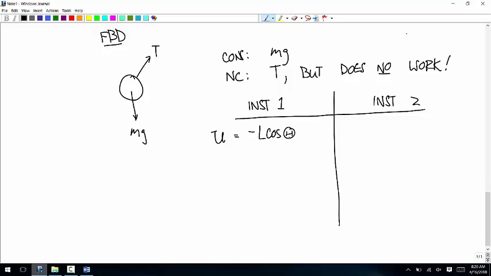Could everyone here reproduce that thought process? And then what's the kinetic energy at the instant it's released? 0, because it's at rest. And at instant 2, what's the potential energy? Perfect.